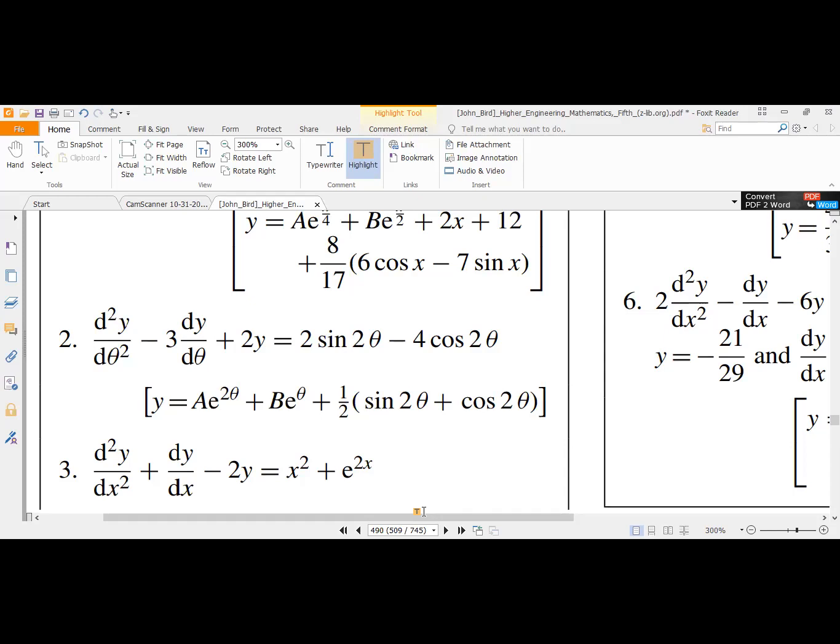But based on what you said now, I think you can try it. Assume C sine 2 theta plus D cos 2 theta. Then at the end of the day, you will see that your C and D will be 1/2. C is 1/2, D is 1/2. So go and do it.